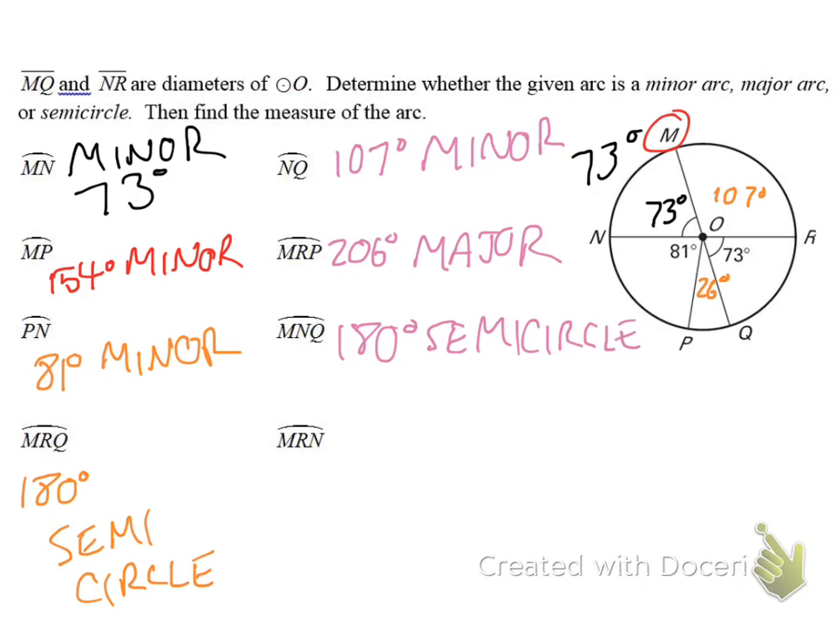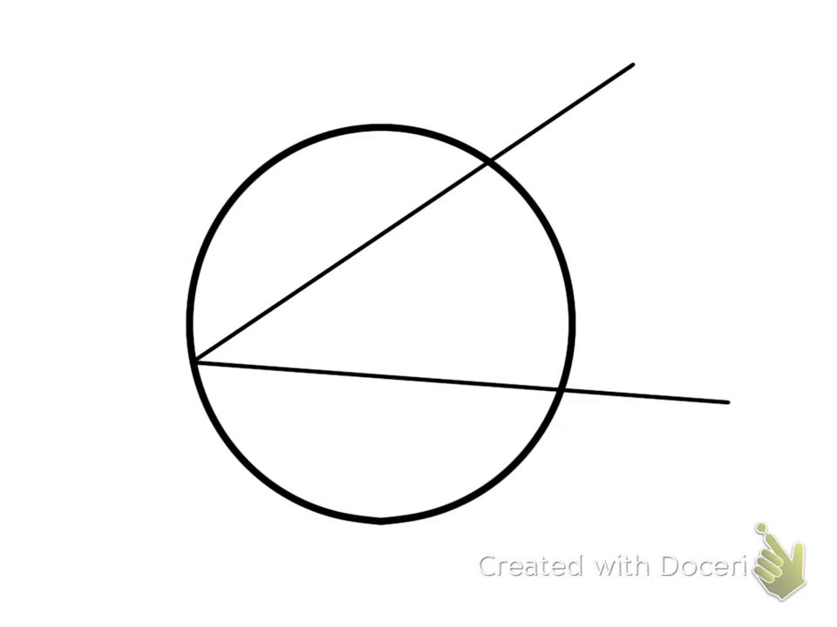And MRN is our last one, MRN, so I'm going M to R all the way around to N. So I'm just going to do 360 as a whole circle minus this 73 degrees here that is not included, and that should give me the arc degrees. So 360 minus 73 is 287 degrees, and that would be a major arc. So that is a look at our first kind of examples. Let's move on to, oh, and I got some blank pages here. Let's move on to kind of our next vocab.